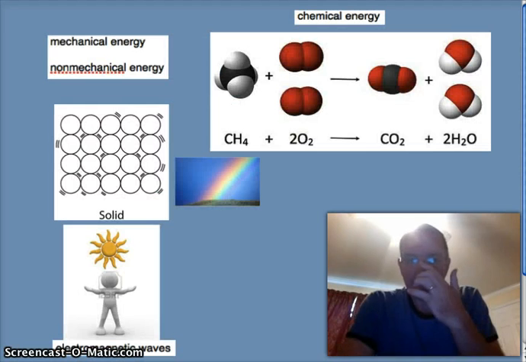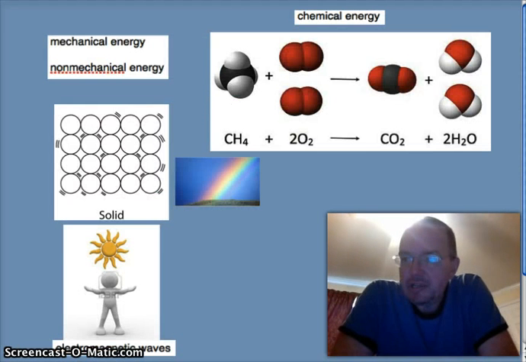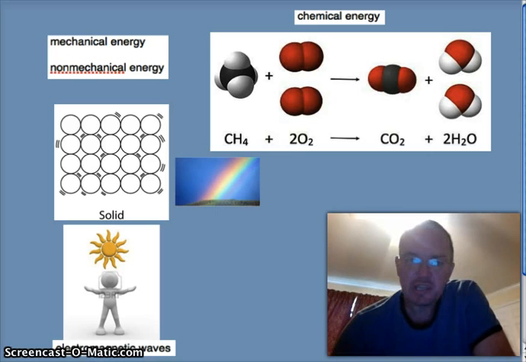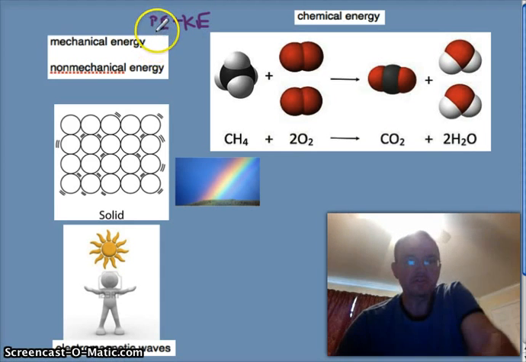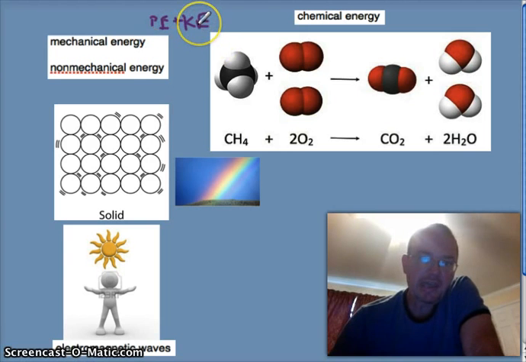Let's talk a little bit about mechanical and non-mechanical energy. The sum of potential and kinetic energy is called mechanical energy. The sum of potential energy plus the kinetic energy. So if you have that ball on top of the hill, you have all the possible energy of it falling, adding up with all the energy of it falling.